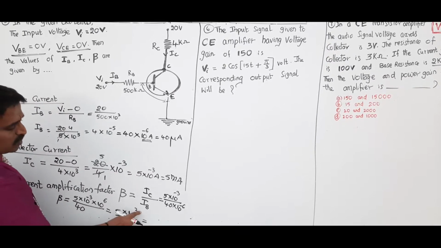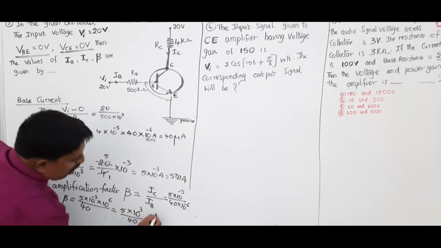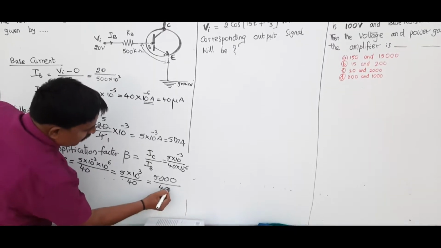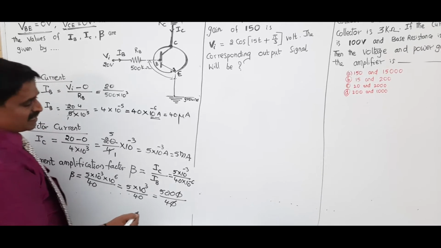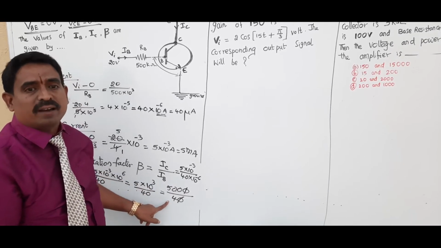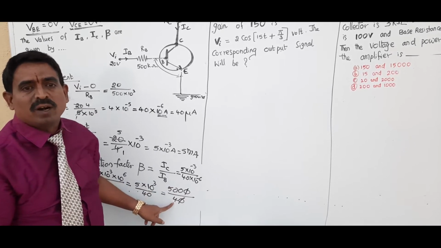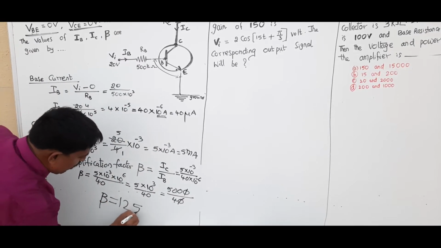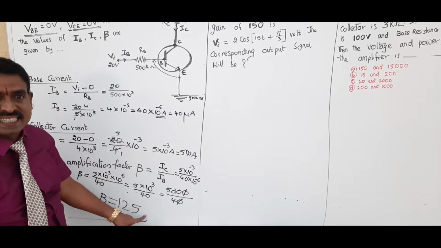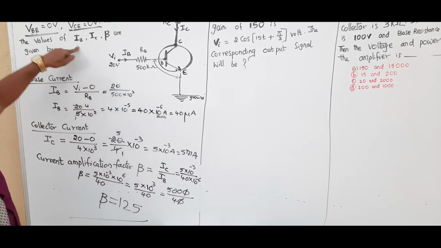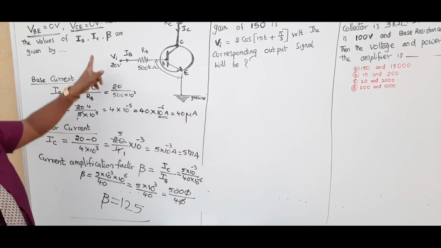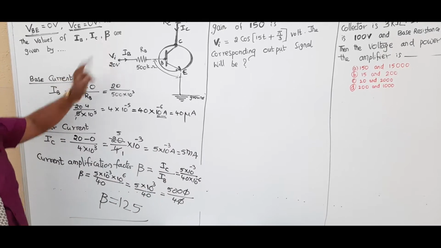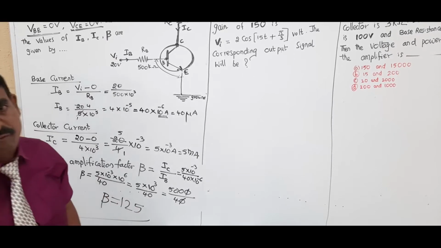10 power 3 means 1000. 1000 into 5 is 5000 by 40. The last 0 cancels, 500 by 4, then 250 by 2, nothing but 125. Beta is equal to 125, with no units. So IB is 40 microampere, IC is 5 milliampere, and the current amplification factor is 125.